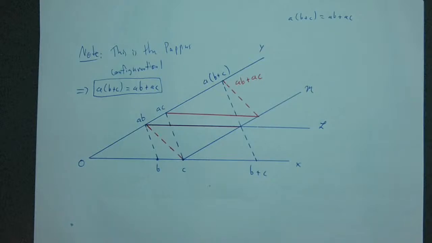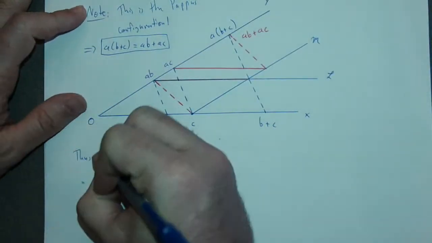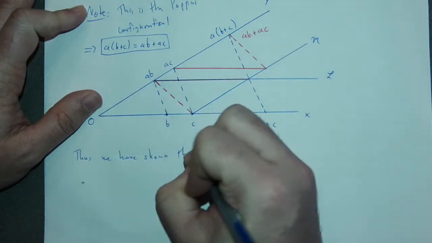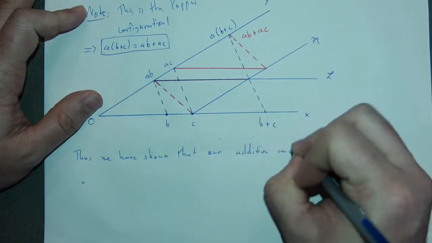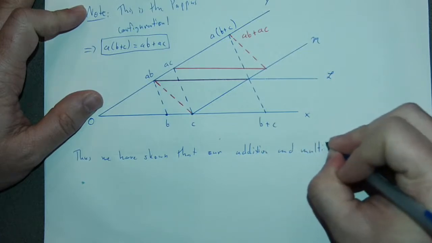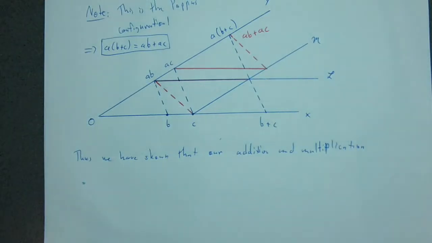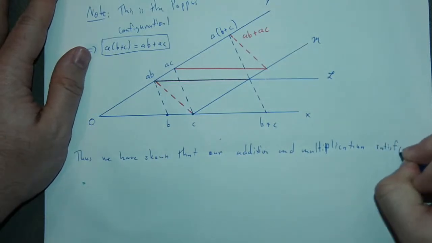Okay, so that is everything. That's all of the field axioms. We have shown all of the field axioms here. So thus, we have shown that our addition and multiplication, defined using only a straight edge together with Pappus and Desargues theorem, satisfy the field axioms.